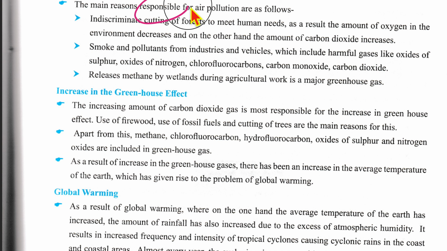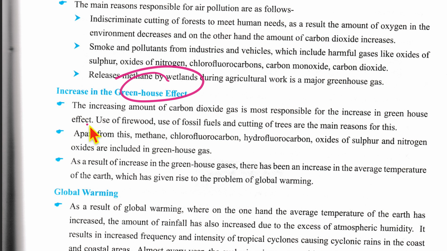The main reasons responsible for air pollution are as follows: indiscriminate cutting of forests to meet human needs, as a result of which the amount of oxygen in the environment decreases, and on the other hand, the amount of carbon dioxide increases. Smoke and pollutants from industries and vehicles, which include harmful gases like oxides of sulfur, oxides of nitrogen, chlorofluorocarbon, carbon monoxide, carbon dioxide. Wetlands release methane during agricultural works. It's a major greenhouse gas.